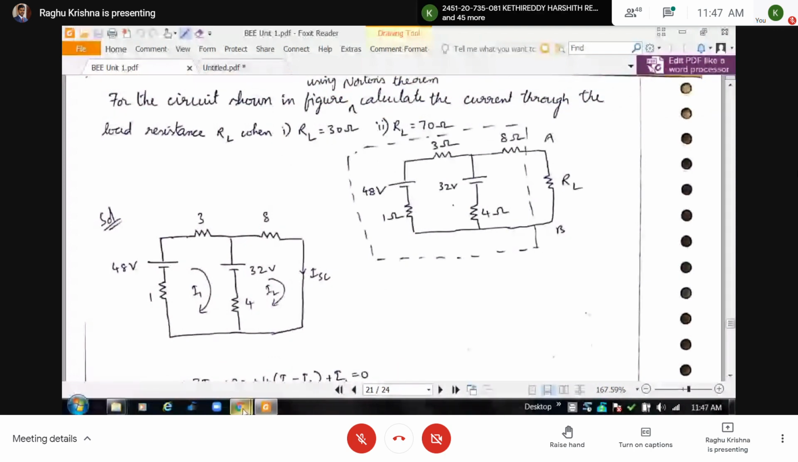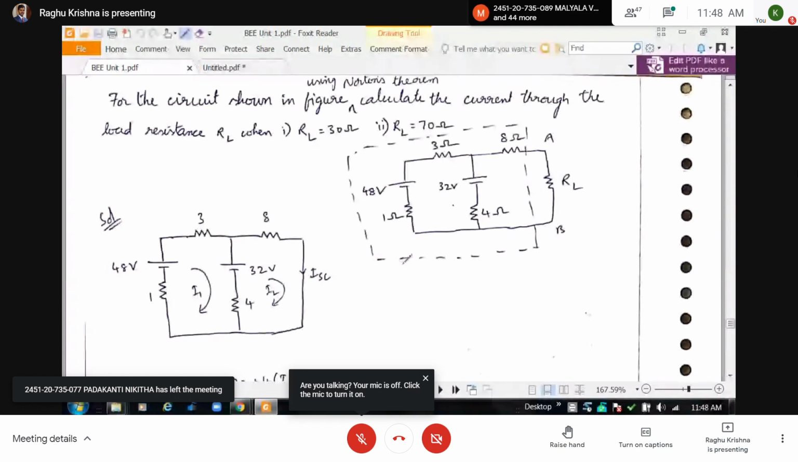So for finding the short circuit current, we have to write the KVL equation for these two loops. So let us write the KVL equation for the first loop. What is the KVL equation for the first loop?